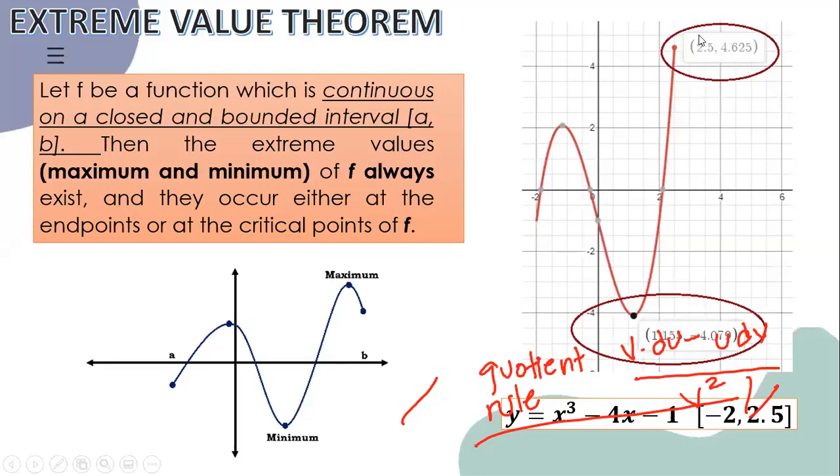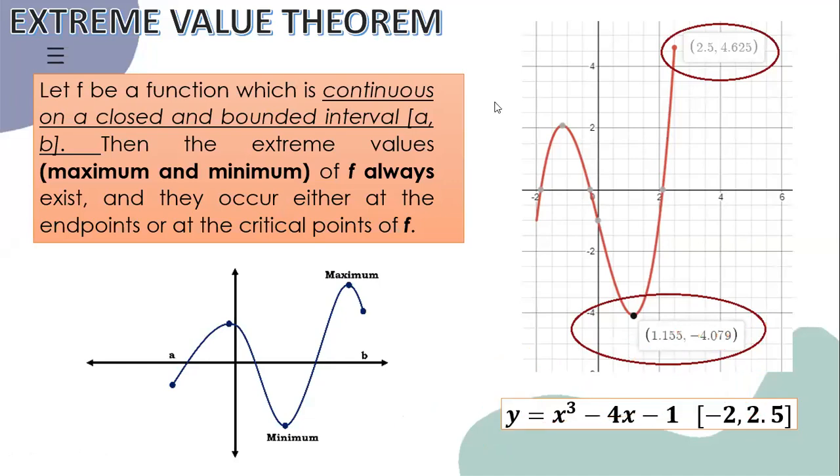All right, so now let's jump to our lesson proper. Okay? So which is the extreme value theorem. So ano nga bang sinasabi ng extreme value theorem? So let f be a function which is continuous on a closed and bounded interval. So highlighted po yung continuous tsaka closed and bounded interval A and B. Okay, so then the extreme values maximum and minimum of f always exist and they occur either at the endpoints or at the critical points of f.